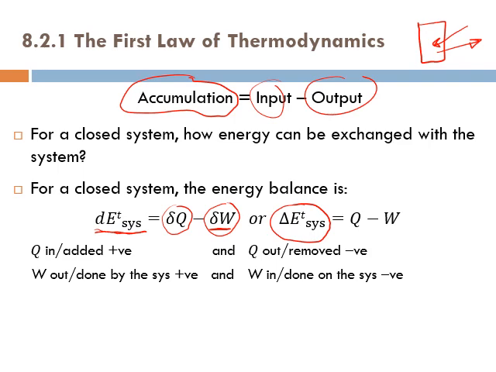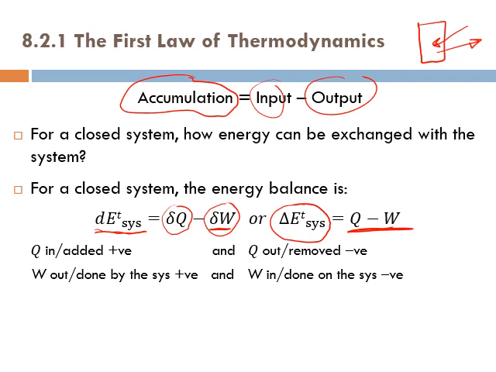So let's look at Q, which is heat. If heat is coming into the system or added, of course it will be positive. If Q is out or removed from the system, the value will be negative. I do not change the equation, I'm talking about the value. The numerical value should be negative if it's out.